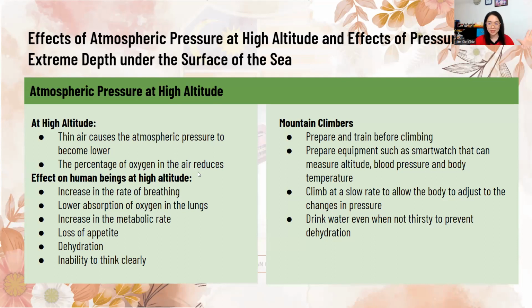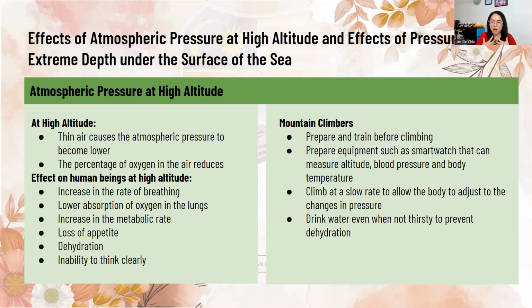So that's common sense. How does it affect human breathing? You will increase your rate of breathing, and you will have lower absorption of oxygen in the lungs because the level of oxygen in the air is lower. Then there is an increase in the metabolic rate. When you have a very high breathing rate, normally your metabolic rate will be high. For example, if you go running, you will feel tired, right?